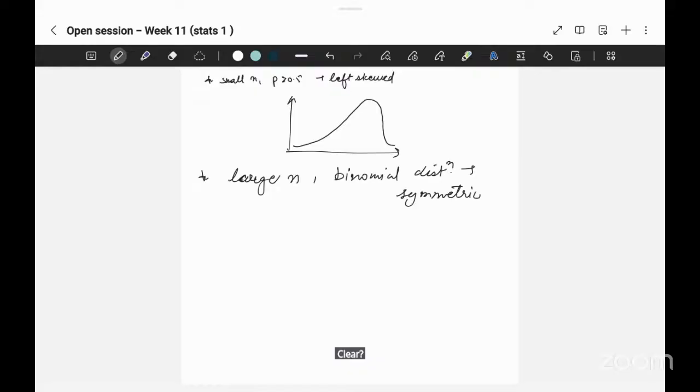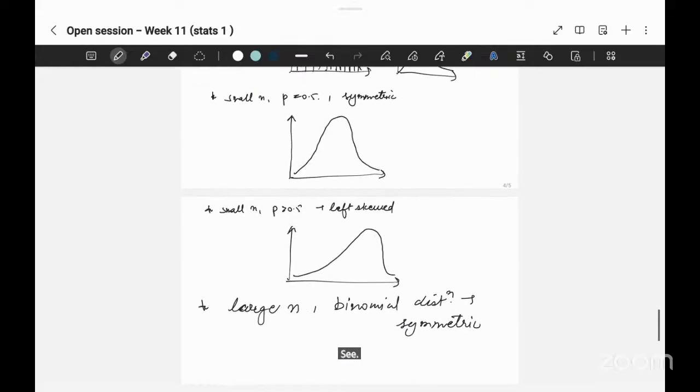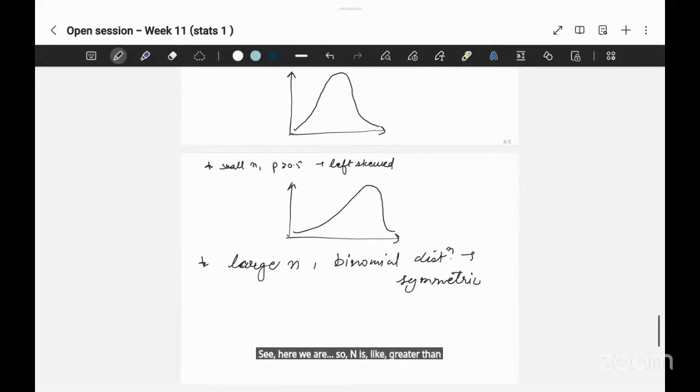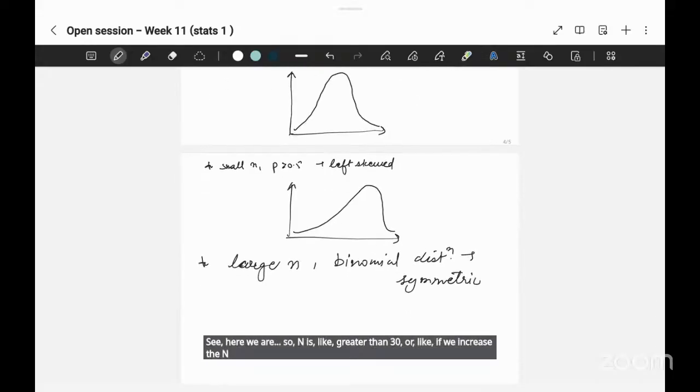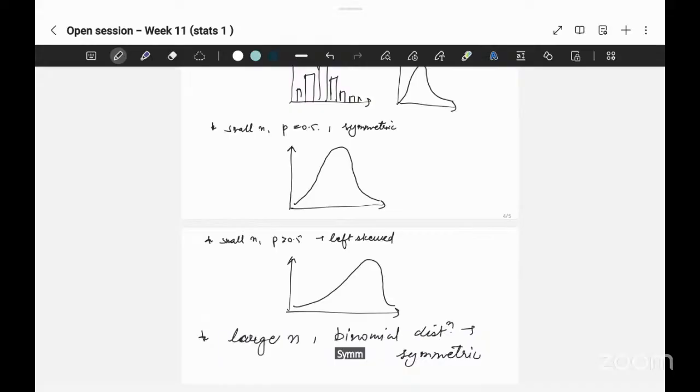Ma'am, up to what number will n be considered small? See, small n in the sense I have four trials, 5 trials, 6 trials. If I increase it little by little till 10, 11, and then 40, 100, 500, I will have a symmetric graph like that.